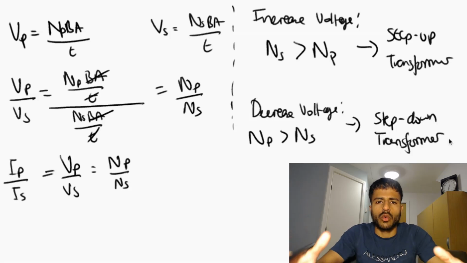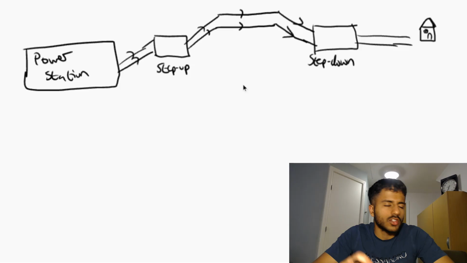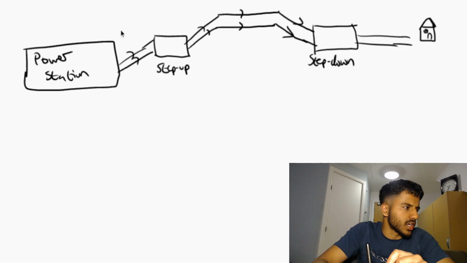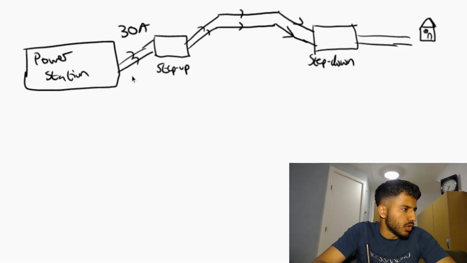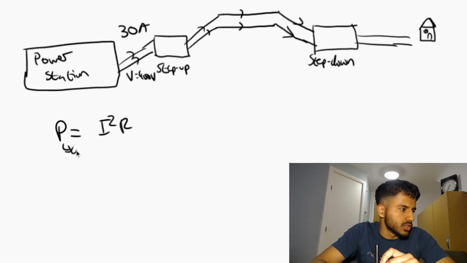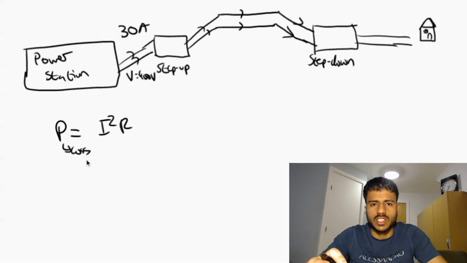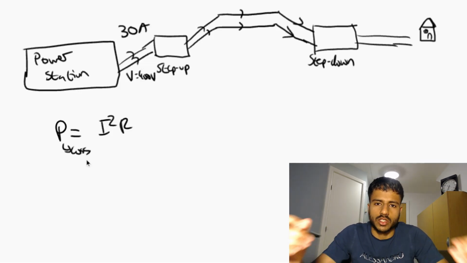But now the most important question, well, what is the point of all of this? So let's say from our power station we produce a current of 30 amps and a voltage of 400 volts. Now power loss is equal to I squared R. Now this is power loss, and this is how you calculate the power dissipated across a resistor or a wire like in our electricity lines.